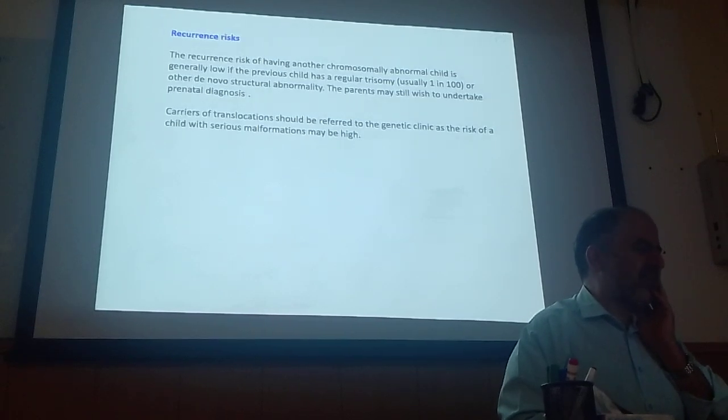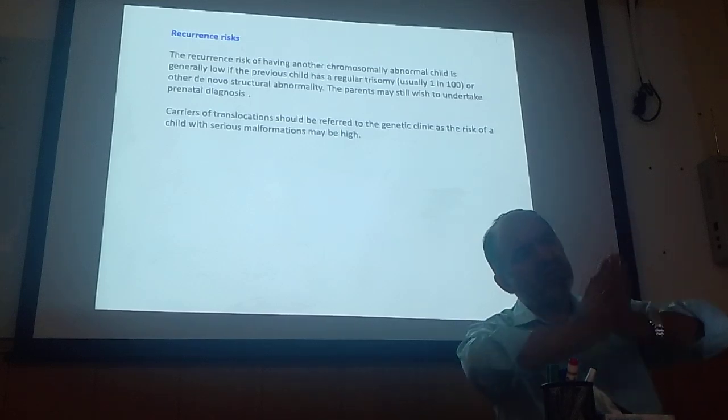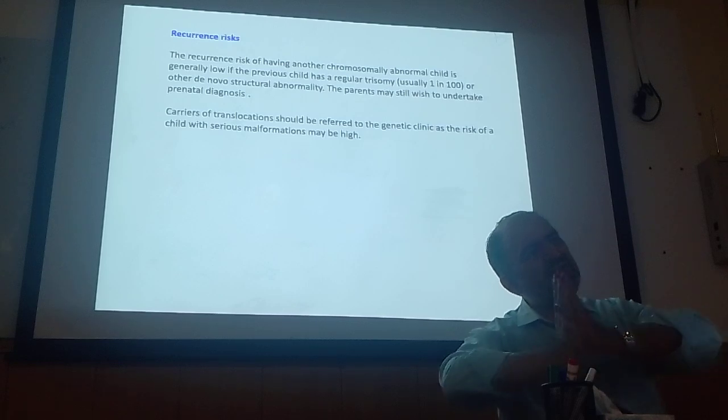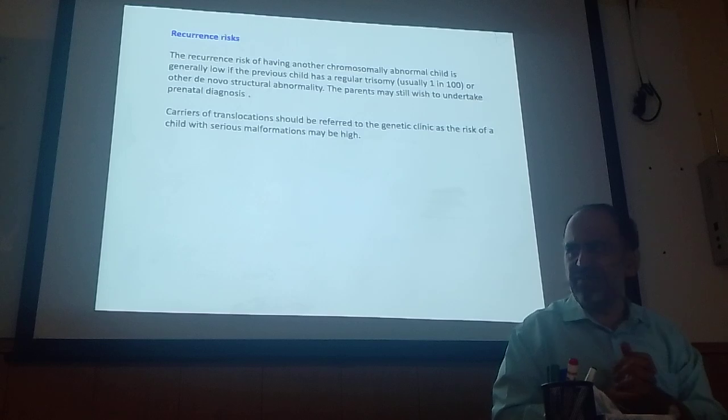A regular carrier of a translocation should be referred to the genetic clinic, at risk of a child with serious malformation, which may be high. So because of the Robertsonian translocation, they go directly to amniocentesis, the same as a lady with the age of 35 and more.